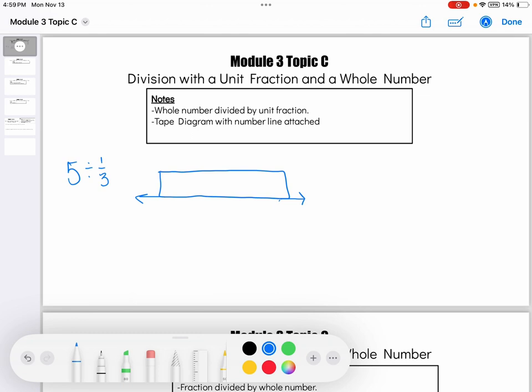So in this situation, I'm splitting up 5 because 5 is my dividend. So I'm going to go ahead and start this as being 0 wholes. This is 5 wholes. Here I have 1, 2, 3, 4. And then I'm going to cut it into thirds. So each whole is going to get cut into thirds.